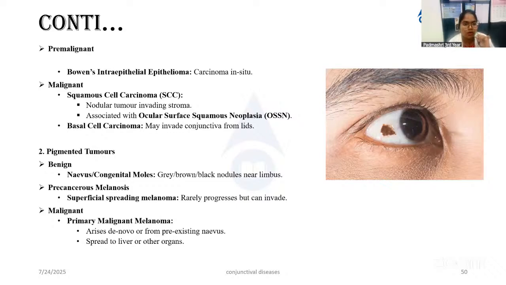Pre-malignant is Bowen intraepithelial epithelioma, that is carcinoma in situ. Malignant: squamous cell carcinoma, a nodular tumor invading stroma, associated with ocular surface squamous neoplasia. Basal cell carcinoma may invade conjunctiva from the lids. Pigmented tumors, benign: nevus or congenital moles, gray, brown, or black nodules near the limbus. Precancerous melanosis is a superficial spreading melanoma. It rarely progresses but can invade. Malignant: primary malignant melanoma arises de novo or from pre-existing nevus, and spreads to liver or other organs.